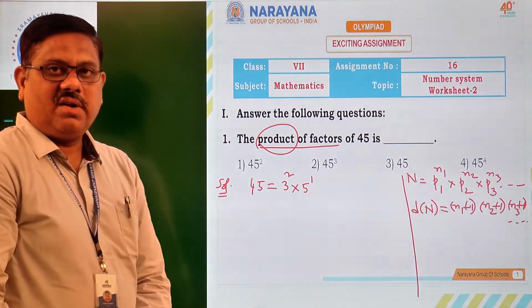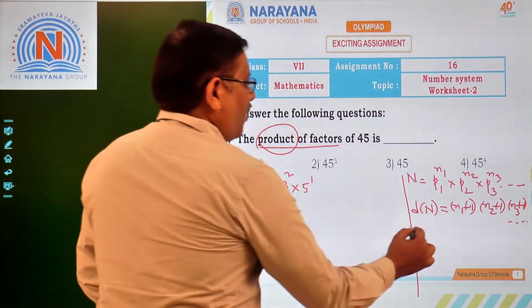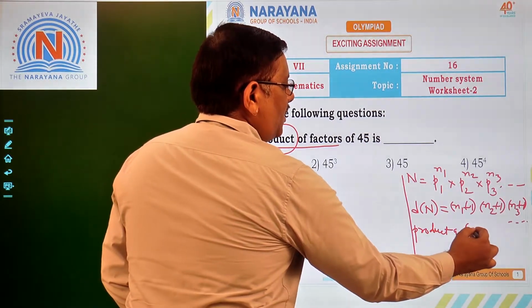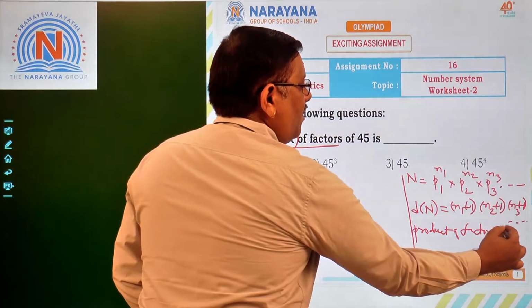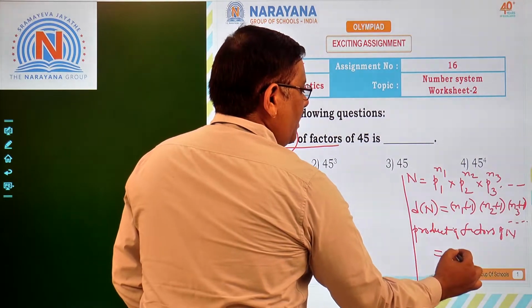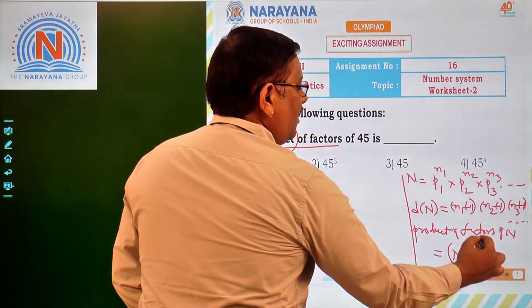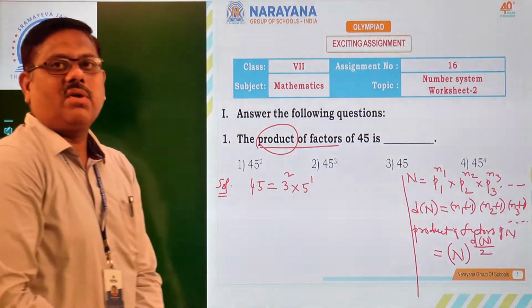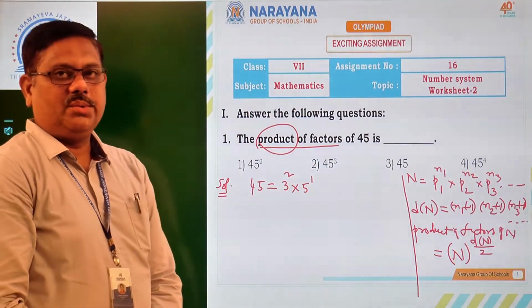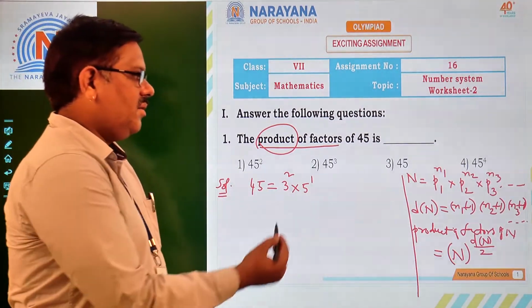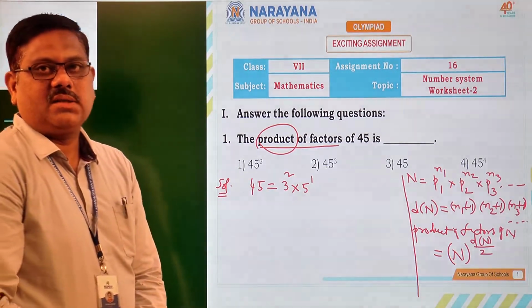Once you got number of factors of n, then product of factors of n is given by n to the power of d of n by 2. What is d of n? Number of factors. So that is the formula to find out product of factors.